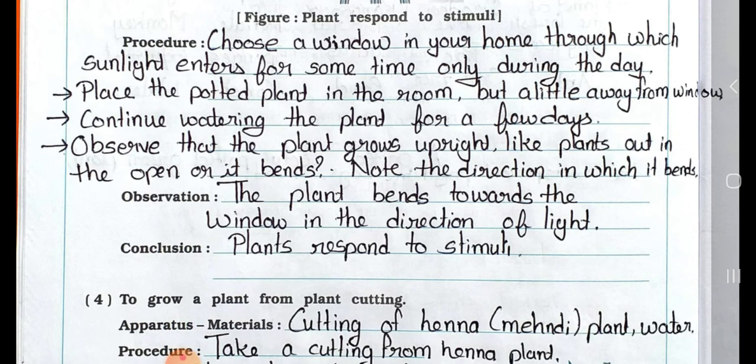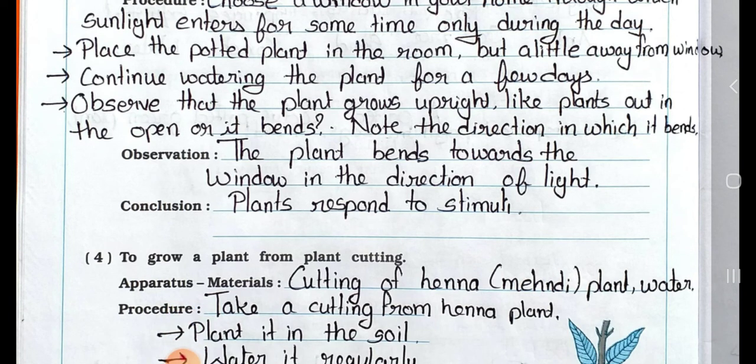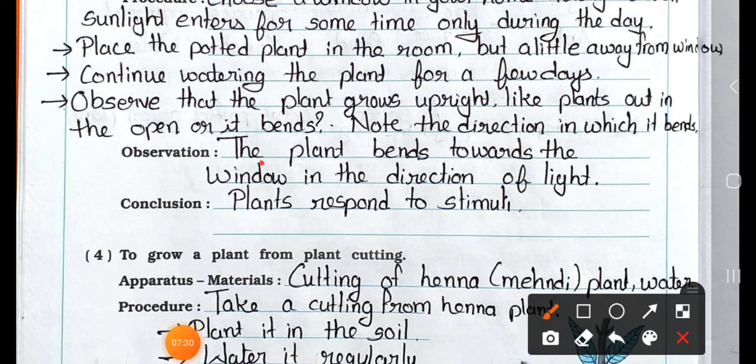Continue watering the plant for a few days. Observe whether the plant grows upright like plants out in the open or it bends. Note the direction in which it bends. Observation: the plant bends towards the window in the direction of the sunlight. The plant bends towards the window where the sunlight comes. Now the conclusion is plants respond to stimuli.